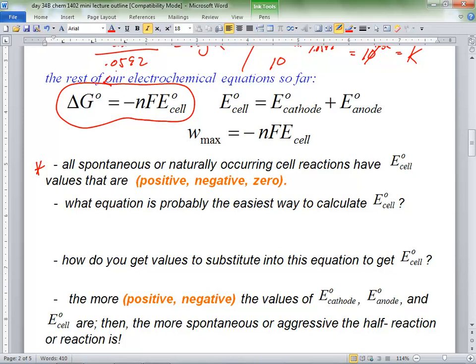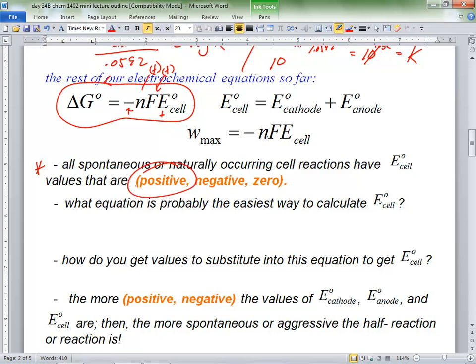Well, if delta G is negative, N is just moles of electrons. That can never be negative. That's always going to be a positive number. F is Faraday's constant, right? If N and F are positive, E0 cell would have to be what for delta G to be negative? Positive. You got a negative sign in there, right? If E0 cell is negative, it's going to cancel with this, you'd get positive, and it ain't going to work. So E0 cell has to be positive. Then you have a positive times a positive times a positive times a negative sign, negative. So the answer to this first question is positive.